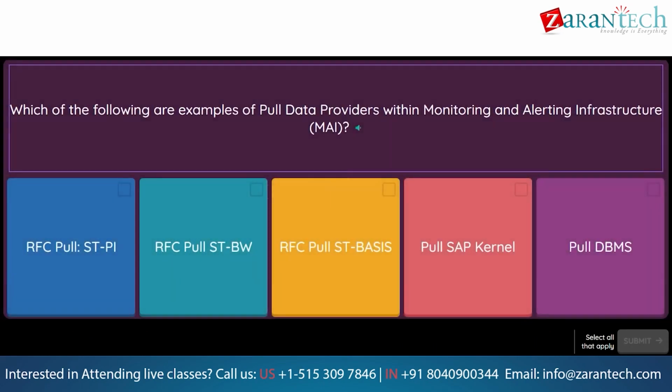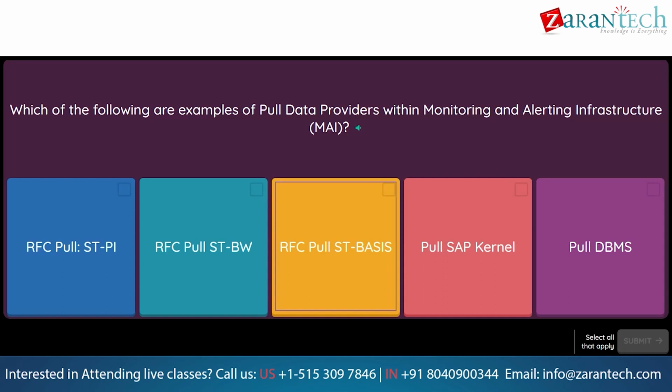Question: which of the following are examples of pull data providers within monitoring and alerting infrastructure, MI? Option 1: RFC pull, STPI. Option 2: RFC pull STBW. Option 3: RFC pull ST-Basis. Option 4: pull SAP kernel. Option 5: pull DBMS.